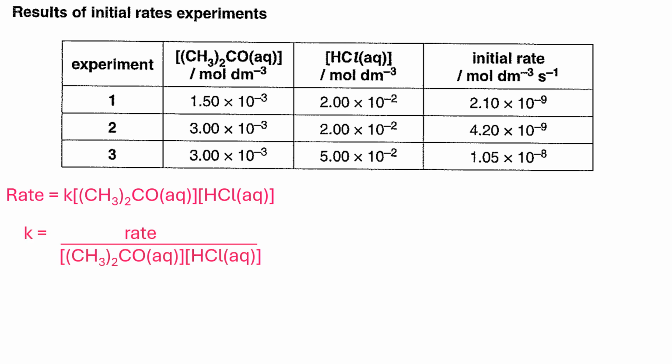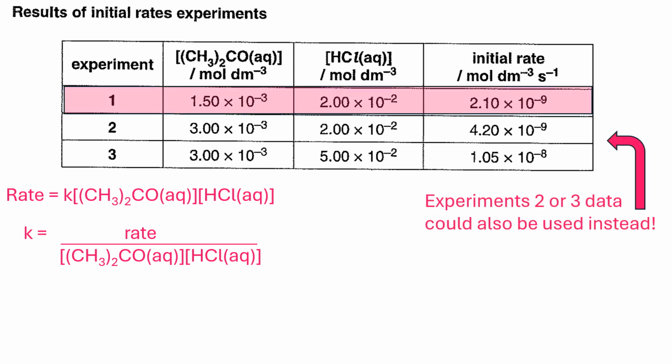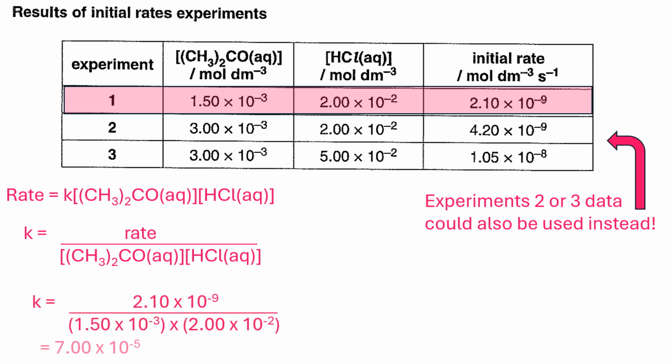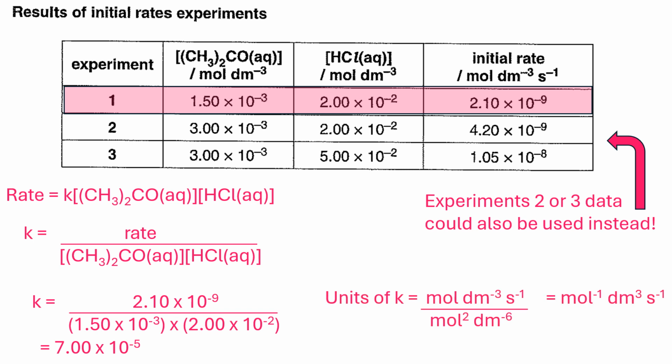Rearranging this so that k is the subject and taking one of the sets of values, you could use the data from 2 or 3 if you wanted to. Inserting that in gives you 7 times 10 to the minus 5. To work out the units, all you do is you put in the units of rate at the top, obviously, and the 2 units for concentration at the bottom, multiplied together gives you mol to the power of 2, dm to the power of minus 6. And doing a bit of cancelling, it gives you mol to the minus 1, dm to the power of 3, seconds to the minus 1.